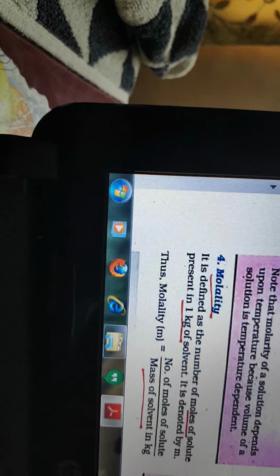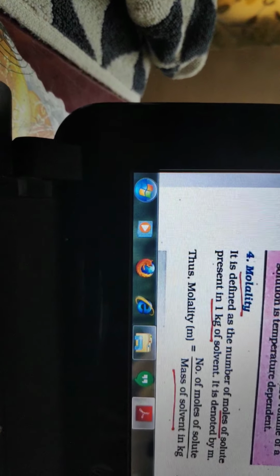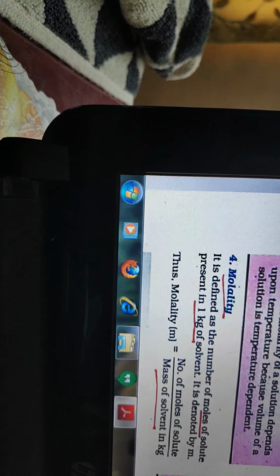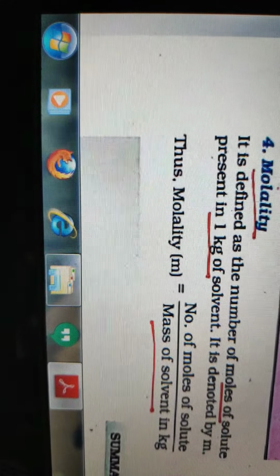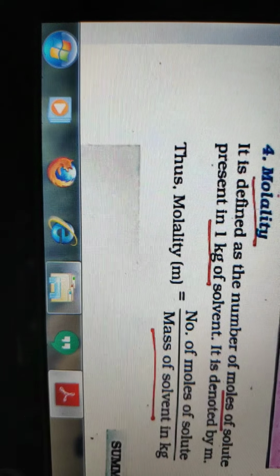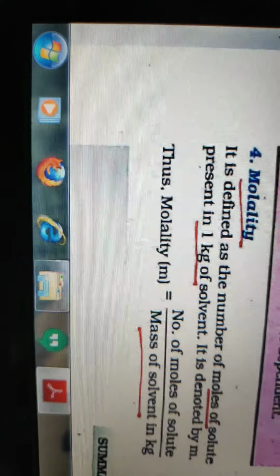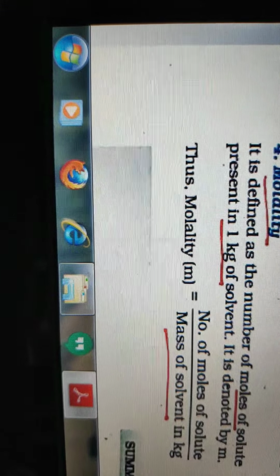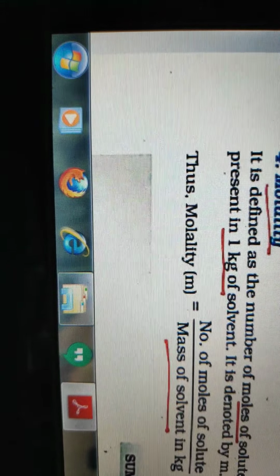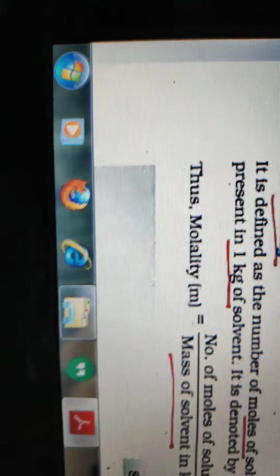Molality is defined as the number of moles of solute present in 1 kg of solvent and it is denoted by small m. The formula will be: molality is equal to number of moles of solute upon mass of solvent in gram into 1000, or mass of solvent in kg. So the difference is here, the molality depends upon the mass of solvent. There is a difference between mass of solvent and volume of solution. Solution means solute and solvent. Here only solvent. So total number of moles of solute upon mass of solvent in kg is the formula of molality. And there is a small numerical.